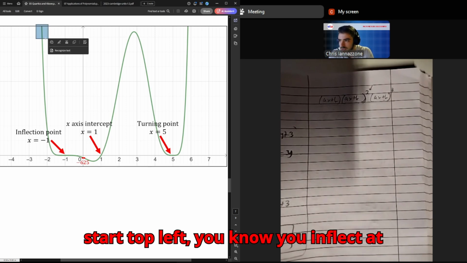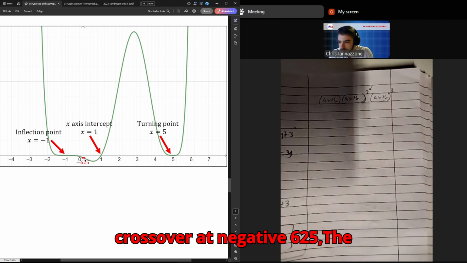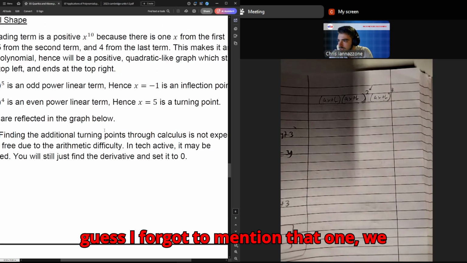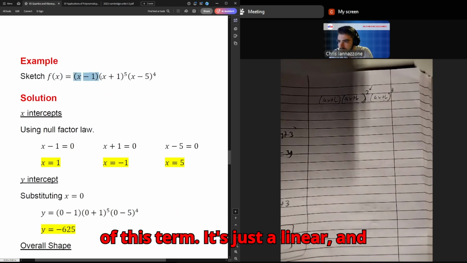Like, you know you start top left, you know you inflect at -1, you know you got to cross over at -625. The only way you can then cut at x equals 1, I guess I forgot to mention that one, we cut at x equals 1 because of this term. It's just a linear, and so it cuts.